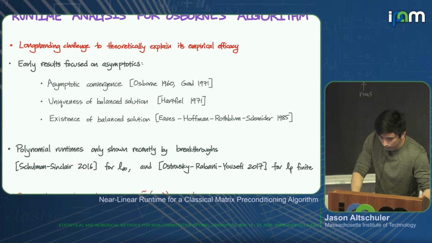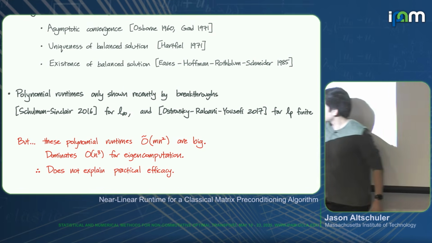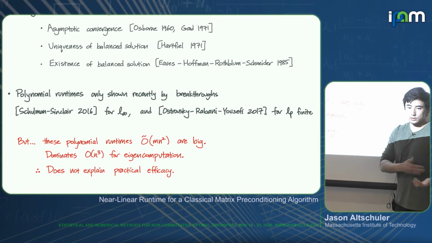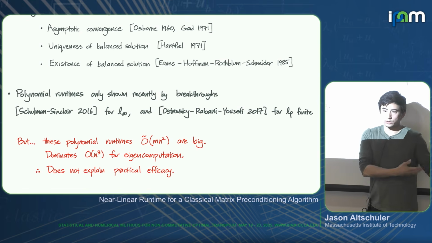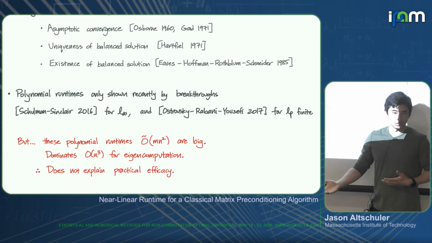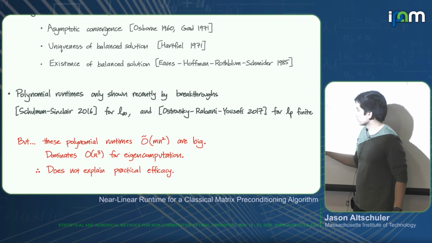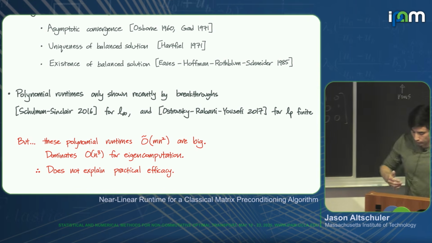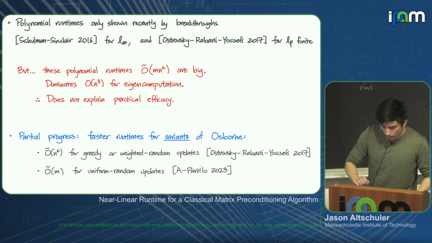These are breakthroughs. They have polynomial runtimes. One complaint is that these polynomial runtimes are large, in the sense that they dominate the runtime of eigencomputation. If this is supposed to be a fast preconditioning step, then you shouldn't spend more time to precondition than computing eigenvalues. It also doesn't match the practice, which I had a screenshot of before, n squared. So this started the line of work of trying to refine this to get results that match practice.